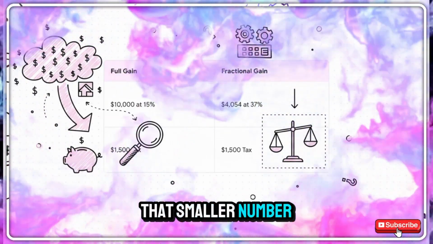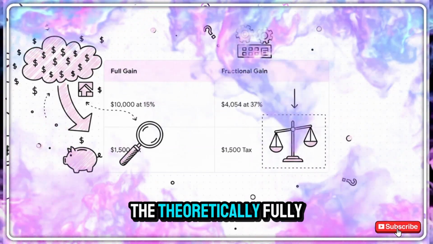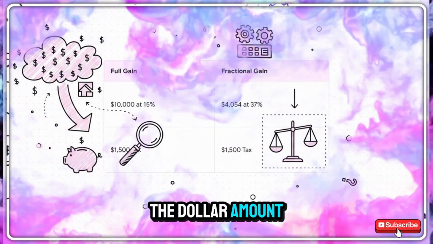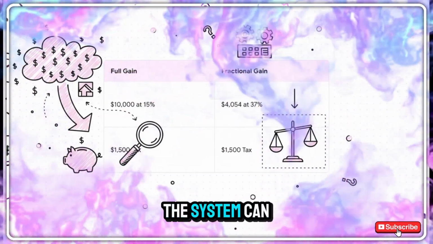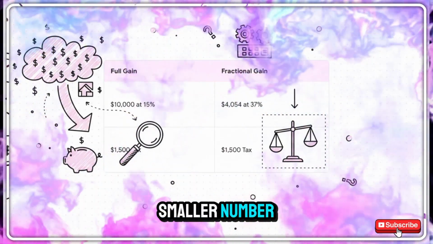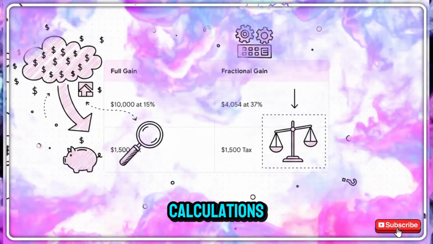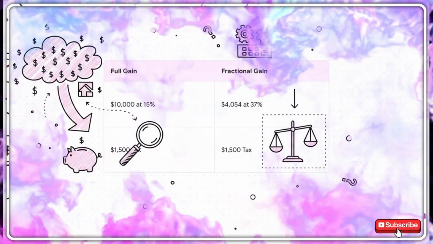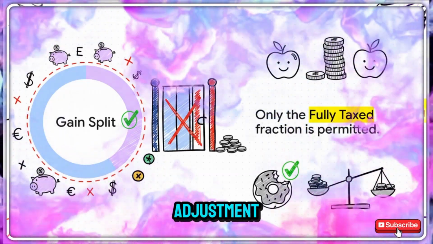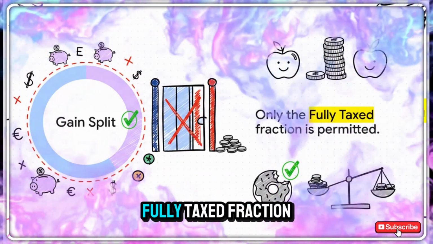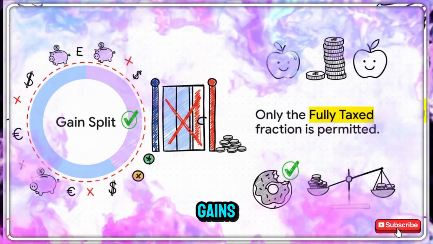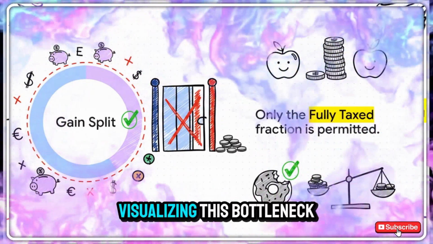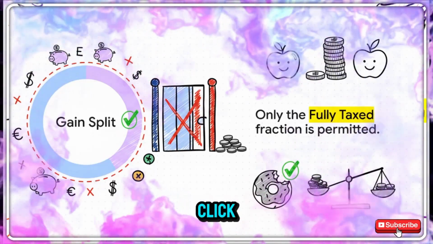That smaller number represents the theoretically fully taxed equivalent. By actually shrinking the dollar amount of the gain being reported, the system can safely plug that smaller number into standard limitation calculations without blowing the doors off and creating a loophole. The real-world effect of this adjustment is that only the theoretically fully taxed fraction of your capital gains is actually allowed into the final limitation calculation. Visualizing this bottleneck really makes it click.